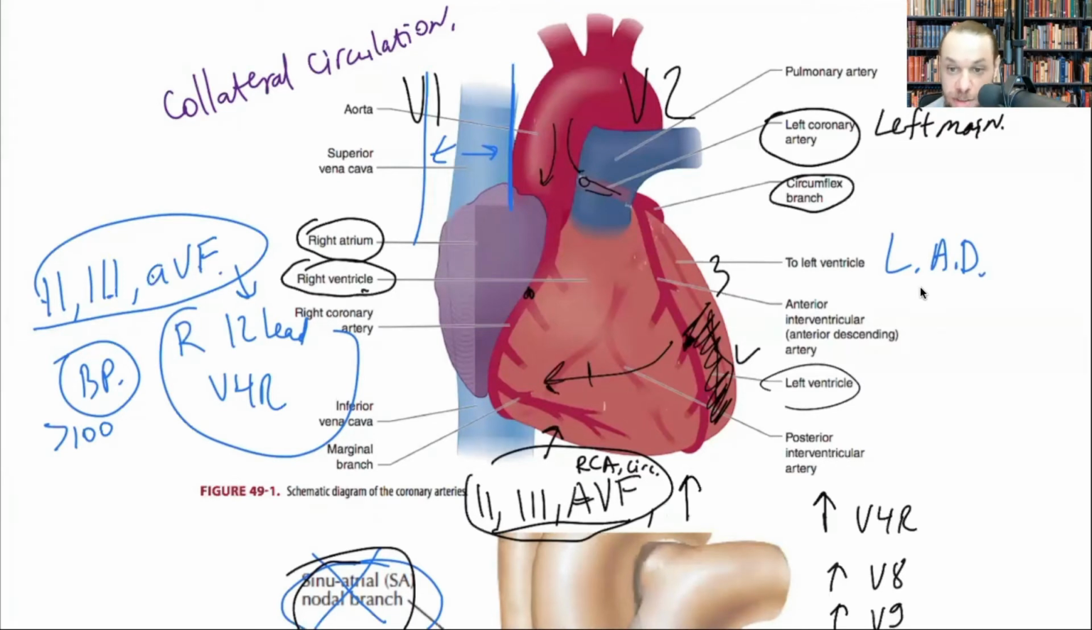If you had elevations, then I suspect this vessel and this vessel are blocked. It's usually unlikely to have both coronary arteries blocked. I'm not saying it cannot happen, but it's not a high likelihood. But what's a good likelihood is this side is infarcted, and you see mirror image changes, which will be manifested as ST segment depressions.